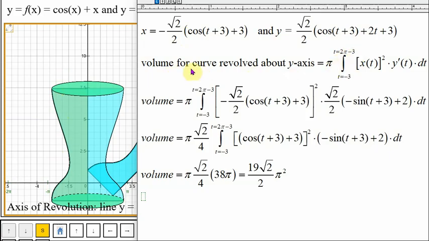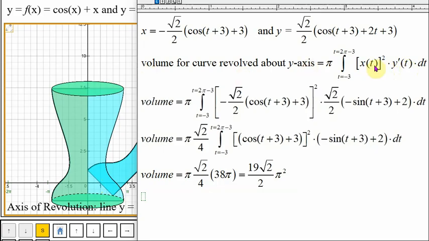And volume for a curve that is revolved about the y-axis is going to be the integral with the expression x of t squared times the derivative of y of t times dt. Now if the curve is revolved about the x-axis, then it will be reversed right here. It will be y of t squared times the derivative of x of t.